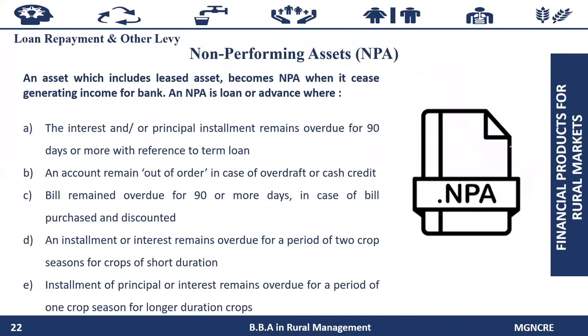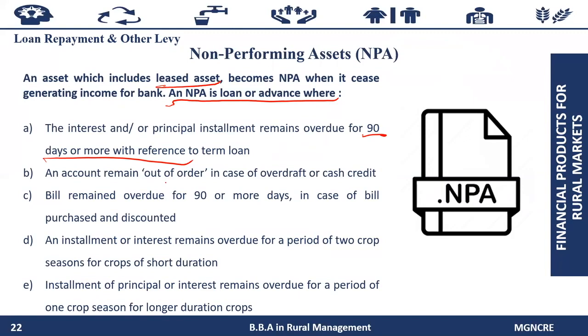Next, we'll talk about the NPA. When an asset does not pay back the loan, that asset becomes non-performing. An asset, which includes a leased asset, becoming an NPA ceases to generate income for the bank. So an NPA is a loan or advance where the interest or principal installment remains overdue for 90 days or more. That account becomes an NPA.